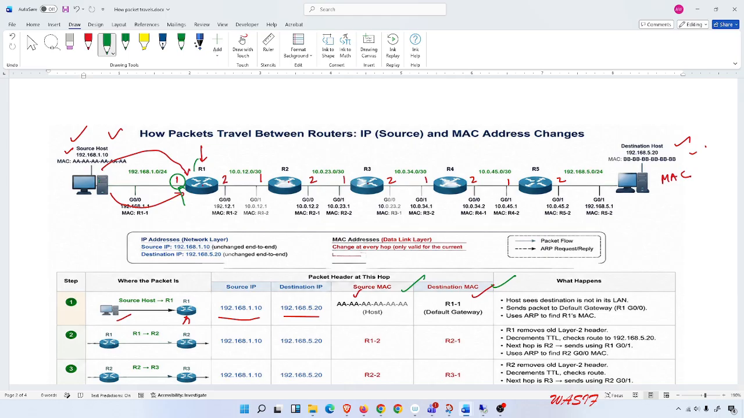R1, who is R1? R1 is the default gateway. So if R1 is the default gateway, every packet that he has to send has to come to R1. And he knows the destination MAC address, the MAC address of R1. And this will be the packet that is being constructed and sent from the PC A to R1.